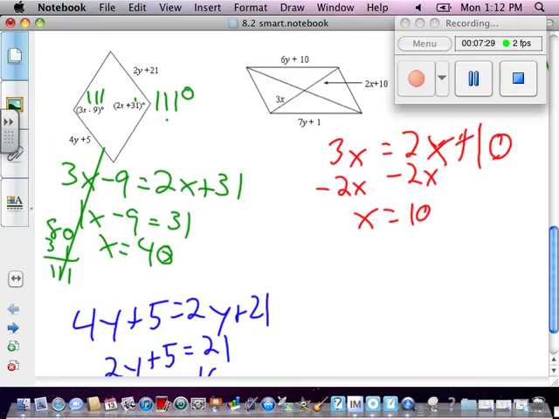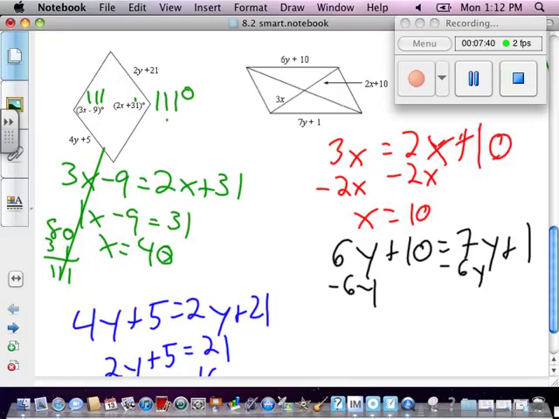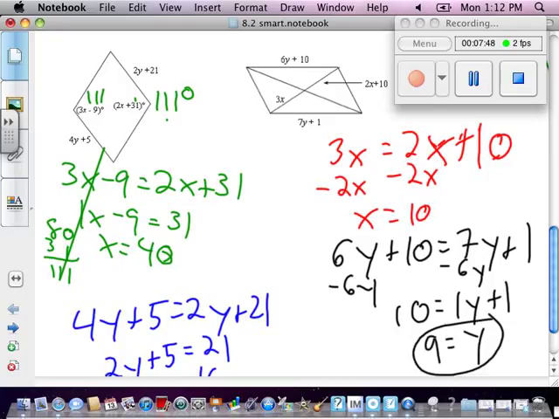Opposite sides are congruent, so we get 6y plus 10 equals 7y plus 1. Subtract 6y. Subtract 1, 9 equals y. Again, if you have to, you should be able to plug them back in.